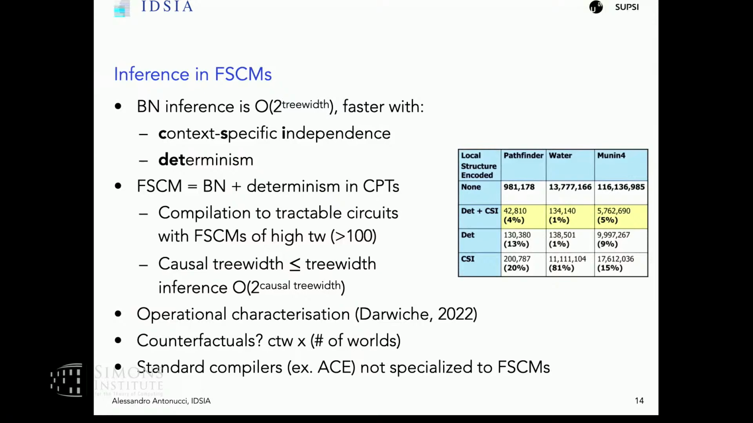Can you compute it in advance? The causal treewidth, can you compute it? No, no. This is operational, but you have to do that. Yeah, I think this is still open. This is Darwiche stuff and so on.